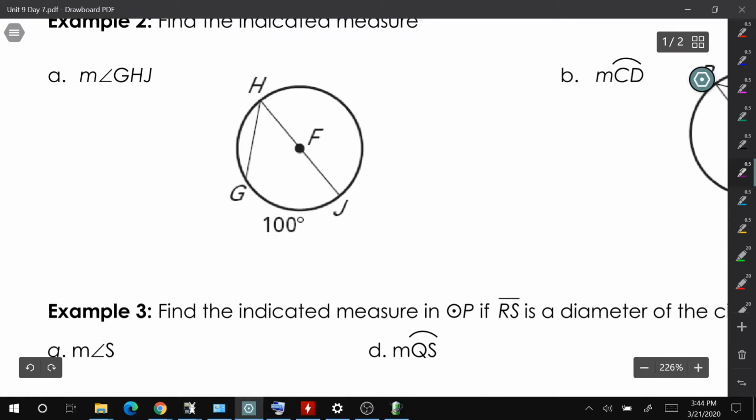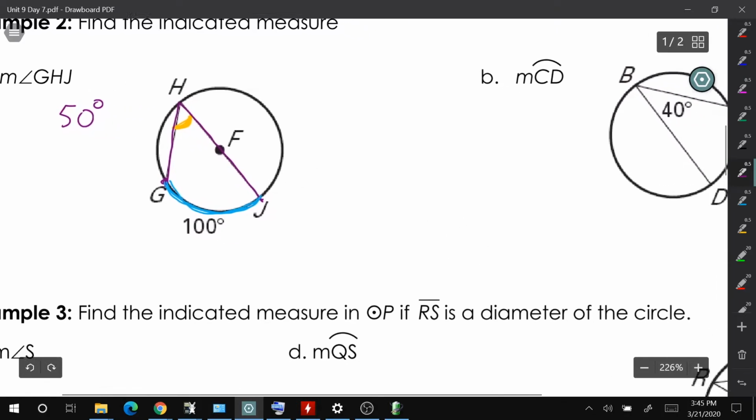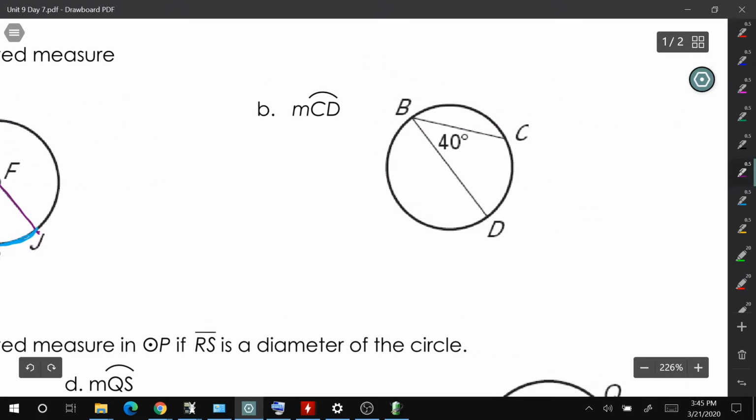So we are asked here to find the measure of angle GHJ. So we're asked to find this angle measure. And we are given this part right here. The arc is 100 degrees, so that means the angle must be half of that, so 50 degrees. Right, then in example B, we're going in the other direction. We're trying to figure out the arc, but we're given the angle. So then the arc has to be 40 times 2, so 80 degrees.